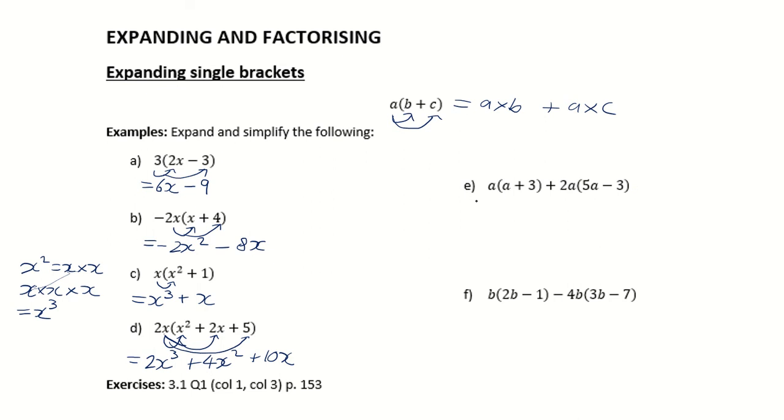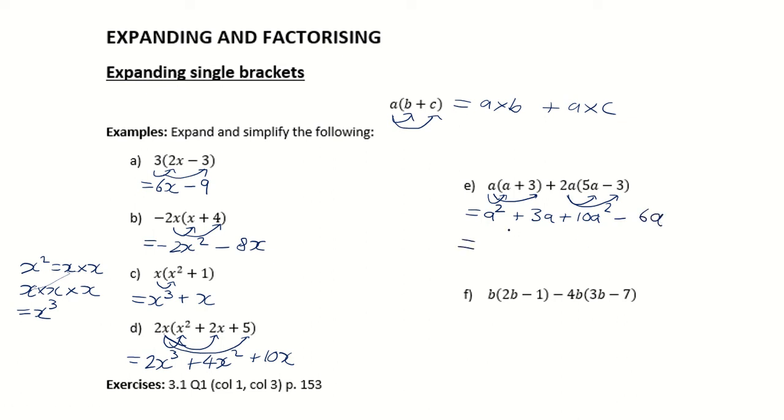Now, for this one, we're just going to do a times a. A times a will just be a squared. A times 3 will be 3 lots of a. And then 2a times 5a, well, 2 times 5 is 10, and a times a is a squared. And finally, 2a times -3 will be -6a.